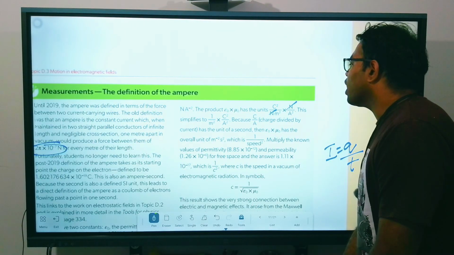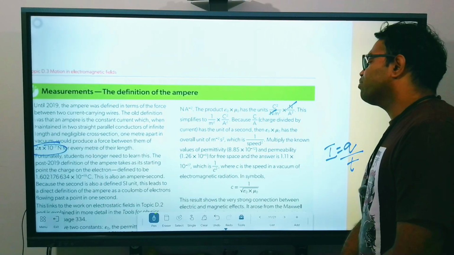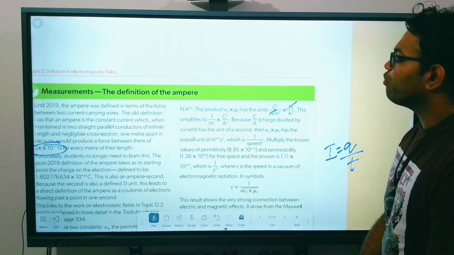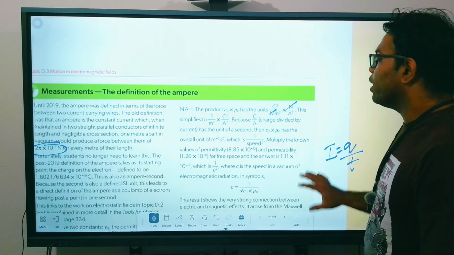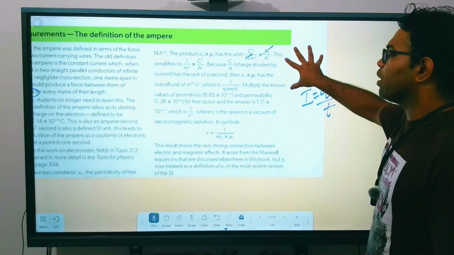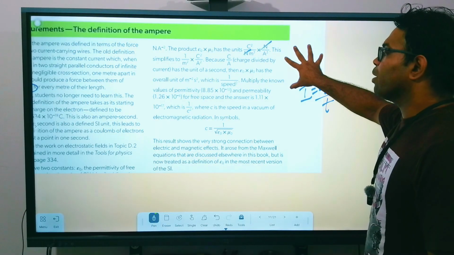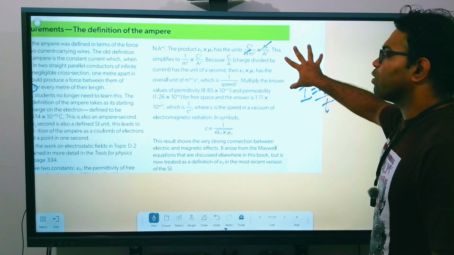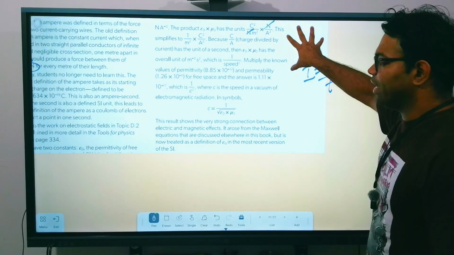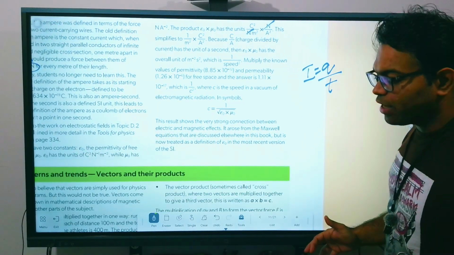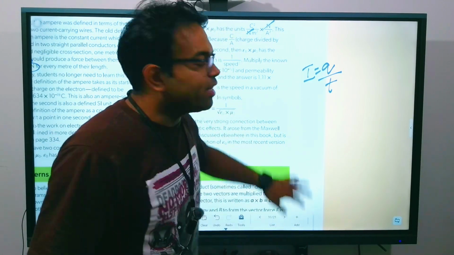Because C upon A, charge divided by current, has a unit of second, then epsilon naught mu naught has the overall unit of meter square second minus 2, which is 1 upon speed square. Multiplying the values of permittivity and permeability for free space gives the answer 1.1 into 10 raised to the power minus 17, which is 1 upon c square, where c is the speed in a vacuum of an electromagnetic radiation. Simply, all of this is trying to tell you that if you multiply mu naught and epsilon naught, you will get what?